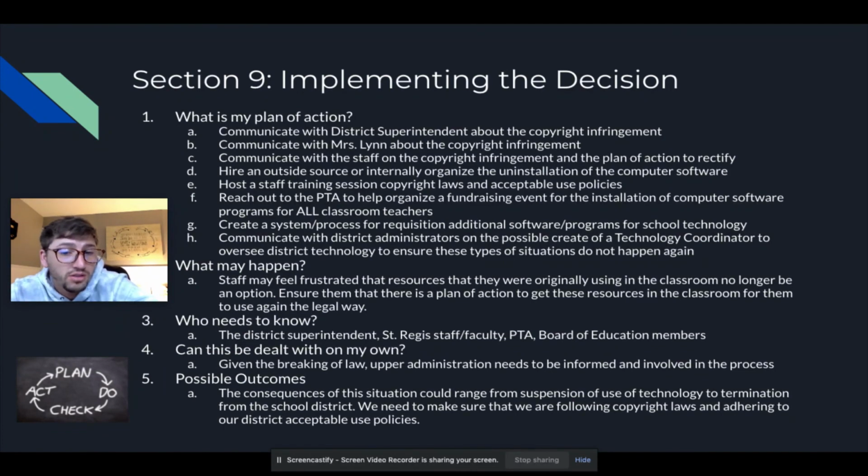The consequences of this situation could range from suspension of use of technology to termination from the school district. We need to make sure, though, that we are following those copyright laws and adhering to our district's acceptable use policies.